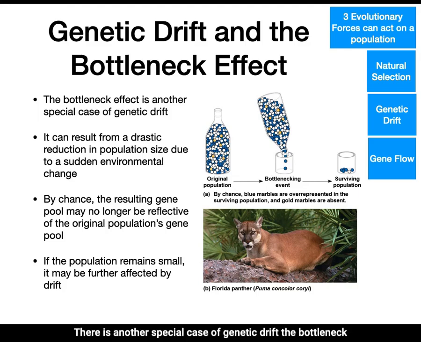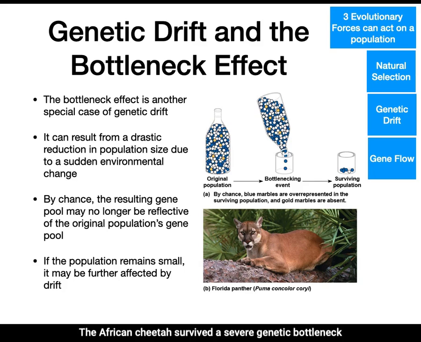There is another special case of genetic drift, the bottleneck effect. When genetic drift is very severe, for example, when a large population experiences some catastrophic event and only a handful of individuals survive, the effects of genetic drift can be very strong. Such events are called population bottlenecks.